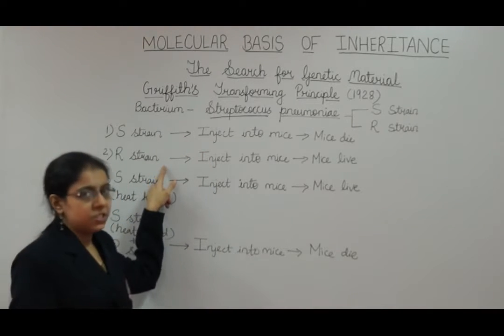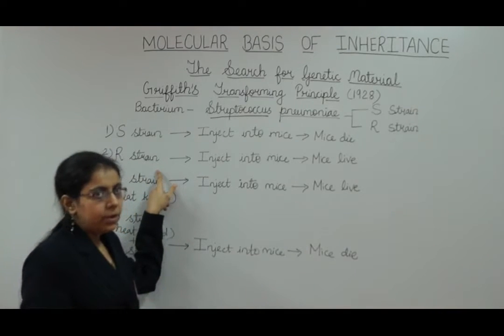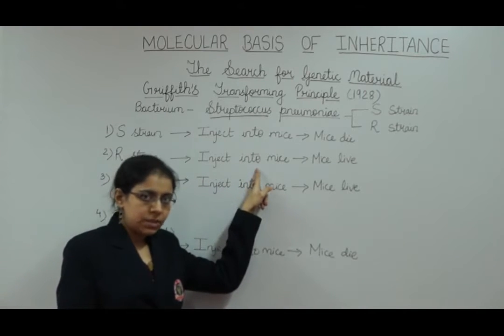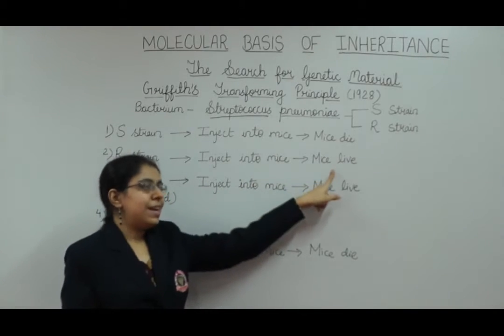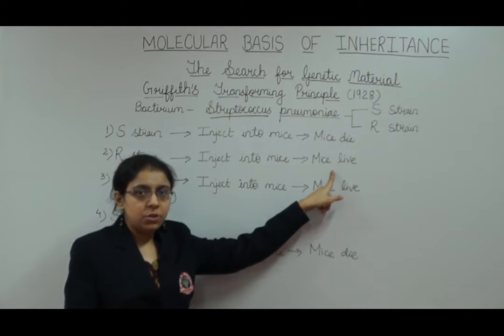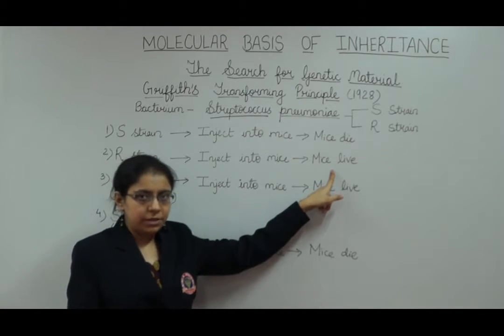Later, in the next step, this time he took the R strain of bacteria. The R strain bacteria he injected into mice and he found that the mice were living. They did not die due to infection. So, the R strain bacteria are said to be avirulent.